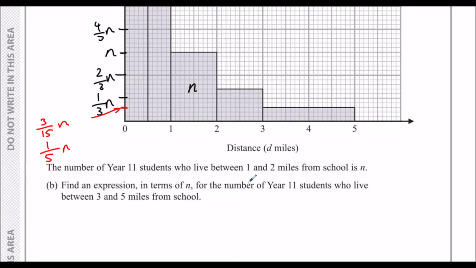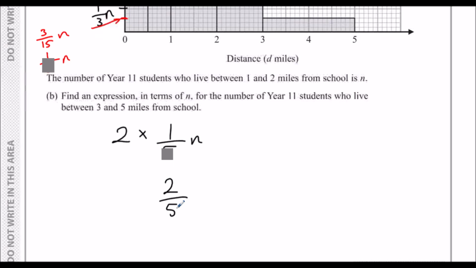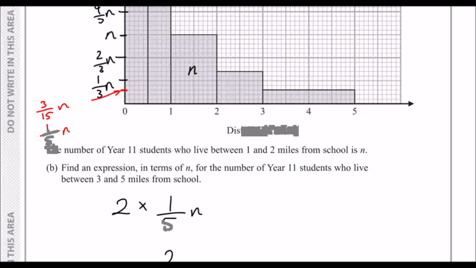And we want the area, so it's the height times the base. The base is 2. The height is 1/5 n. So 2 times 1/5 n is 2/5 n. So the area of the bar is 2/5 n.